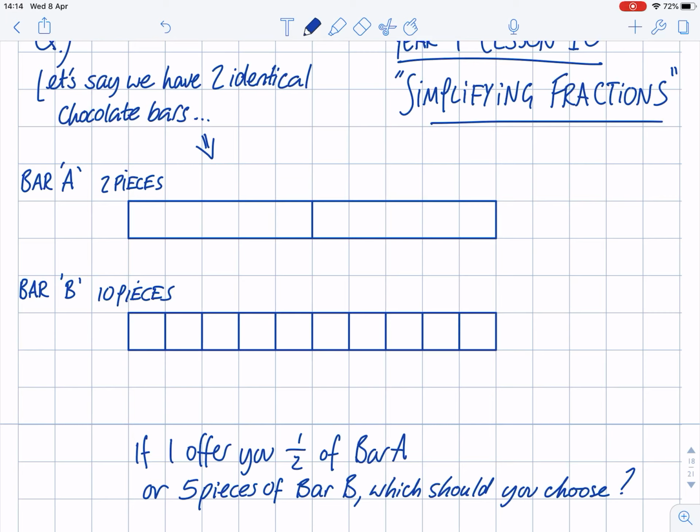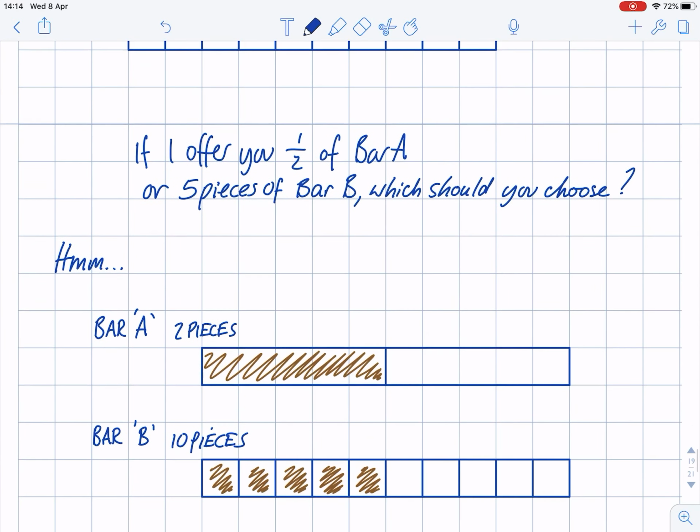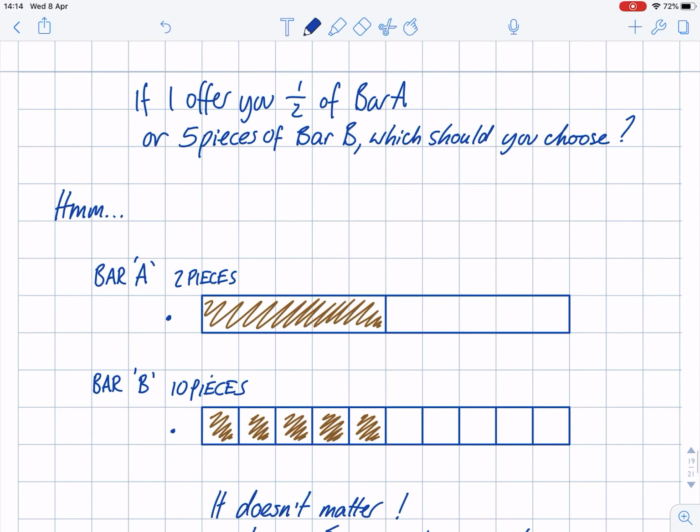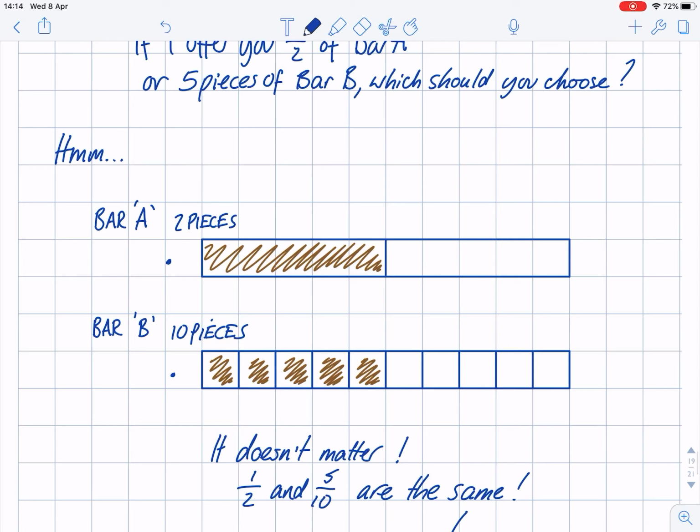Okay, so if I scroll down, you can see here I've coloured it in for you. So there's my half of bar A by here. And then underneath I've shaded in 5 squares or 5 fractions, 5 pieces, whatever word you want to use, of bar B. And you can see just by looking at the 2 drawings or the 2 pictures, it doesn't matter. A half and 5/10 are the same. And what we say is they are equivalent fractions. Okay, so they're exactly the same.